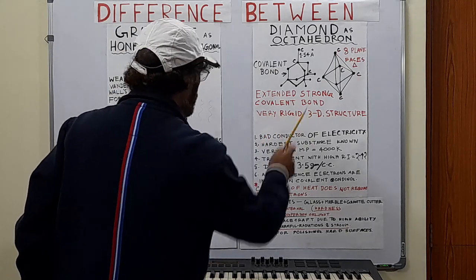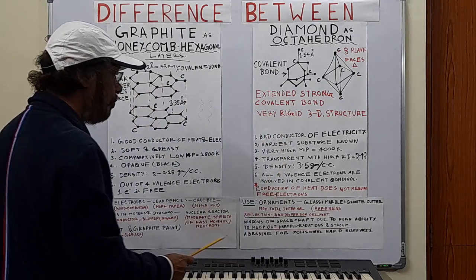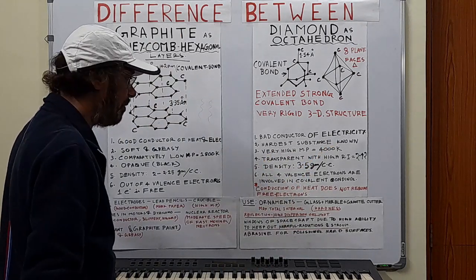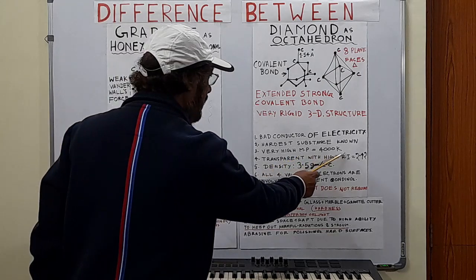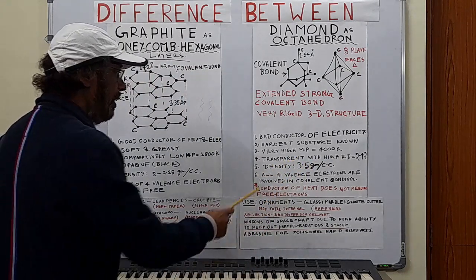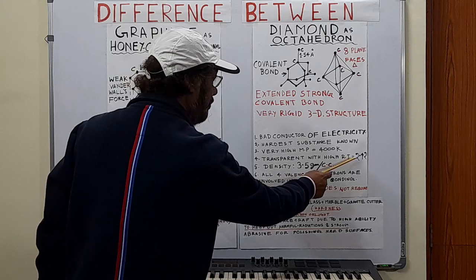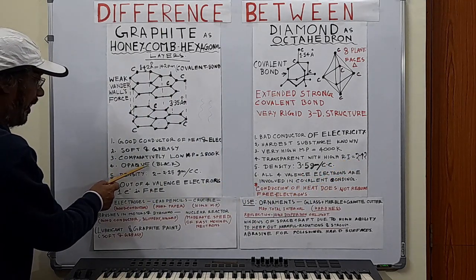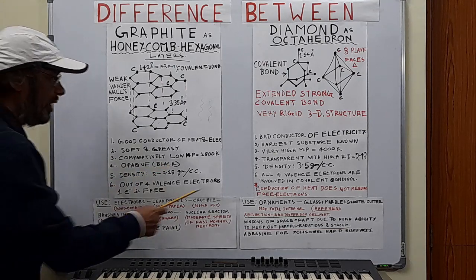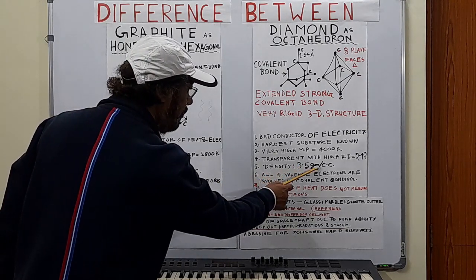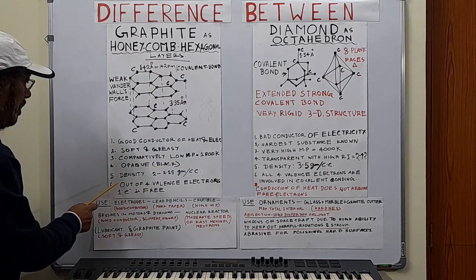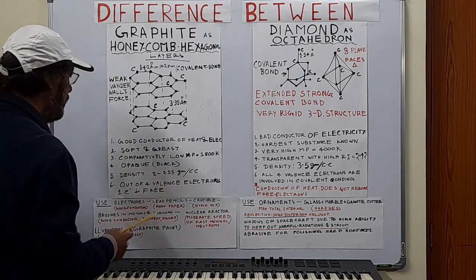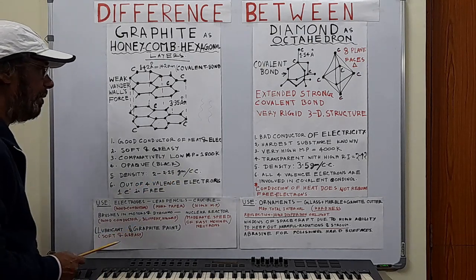In diamond, you see that the first point is that diamond is the hardest natural substance known. Its melting point is very high, 4000 Kelvin. It is transparent with a high refractive index of 2.42, but graphite is opaque and black. And in diamond the density is 3.5 gram per cc, more. The density of graphite is 2 to 2.5 gram per cc.